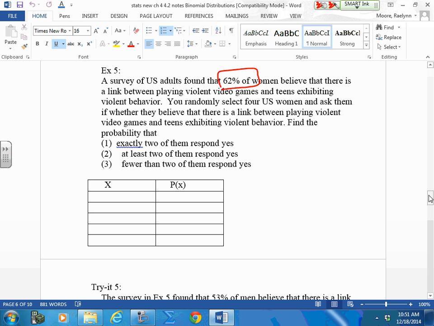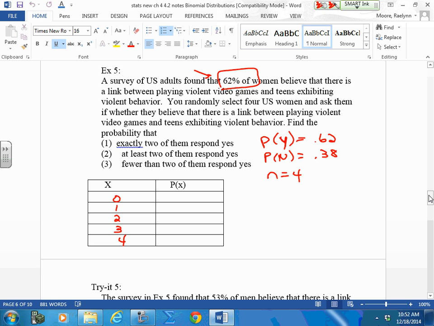Based on that survey result, we randomly select 4 women from the United States, and we say to them, do you believe that there is a link between playing violent video games and teens exhibiting violent behavior? And they're going to either answer yes or no. There's your binomial choice. So probability that they say yes is based on our survey. Probability that they say no, failure, is 1 minus this. The N, we asked 4 random people. And here's our results.